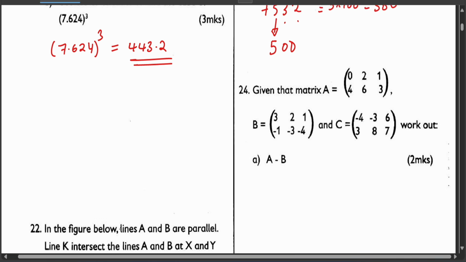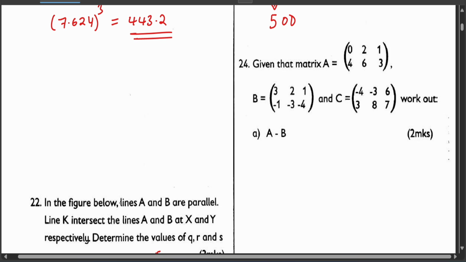Question 24: given that matrix A is 0, 4, 2, 6, 1, 3, B is 3, negative 1, 2, negative 3, 1, negative 4, and C is negative 4, negative 4, 3, negative 3, 8, 6, 7, work out A minus B. So our matrix A is this one.